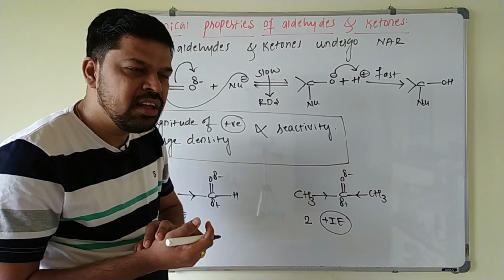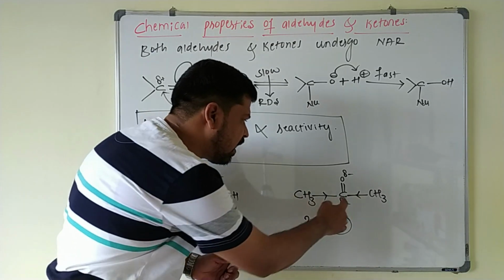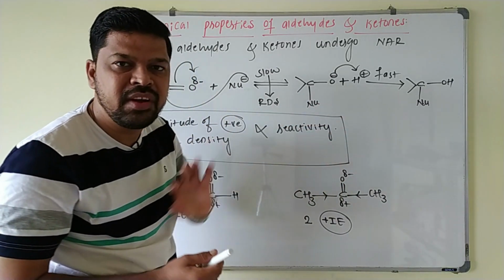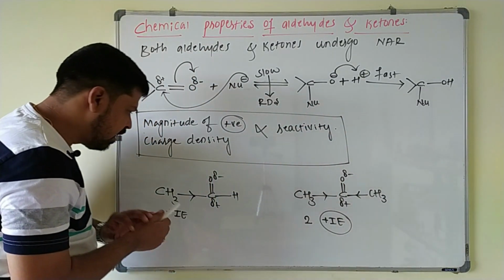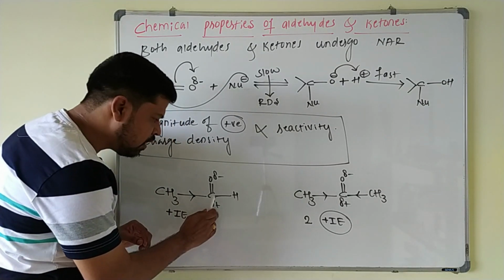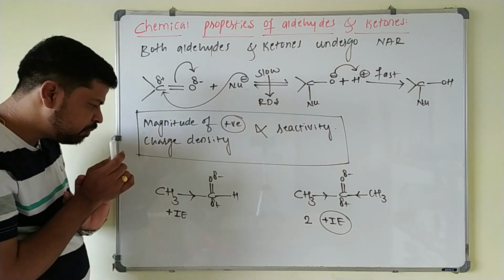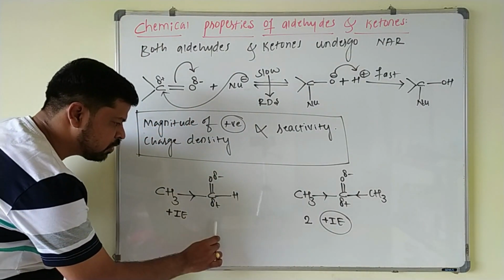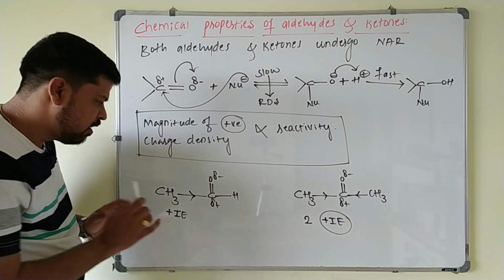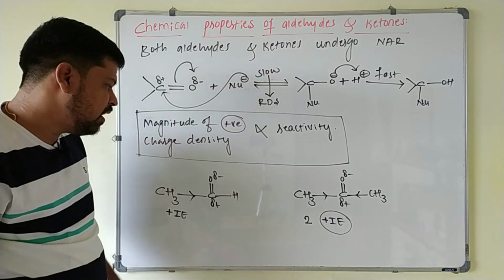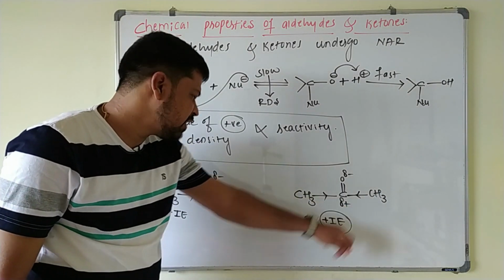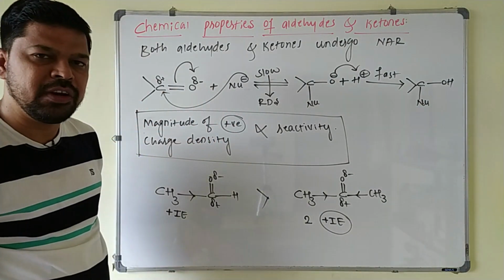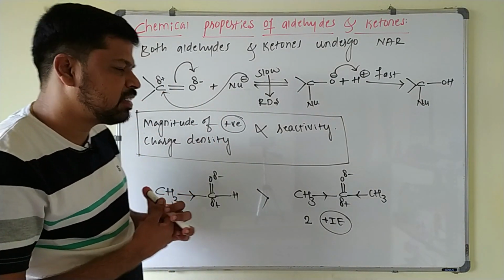what? Decreased here. If electron density is going away from the carbonyl carbon, then what happens? Positive charge density on the carbon increases and their reactivity increases. Very simple trick is, if electron density is coming towards the carbonyl carbon, positive charge density decreases, reactivity decreases. If electron density is going away from the carbonyl carbon, positive charge density increases, reactivity increases here. With respect to inductive effect also, we can explain the reactivity of aldehydes and ketones. Ketones are less reactive as compared to aldehydes. Reactivity of aldehydes is more here. Another point we will write in the next slide.